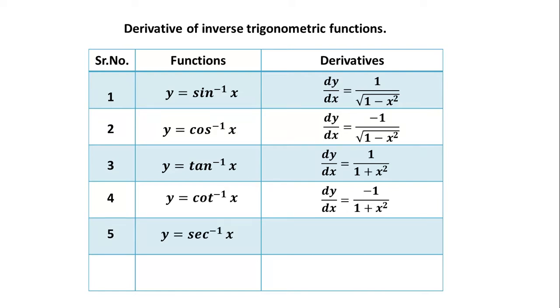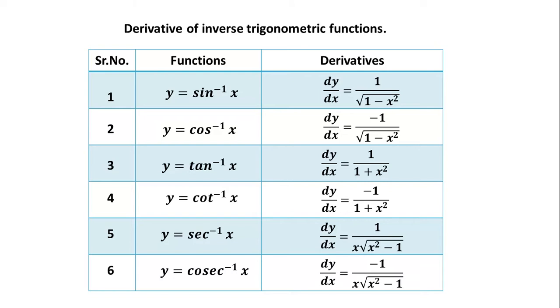Fifth one, y is equal to sec inverse x, then dy by dx is equal to 1 upon x into root of x square minus 1. Here in case of sec inverse x, you know that as sec inverse x is an increasing function, so the dy by dx is always positive. And last one, if y is equal to cosec inverse x, then its derivative is minus 1 upon x into root of x square minus 1.